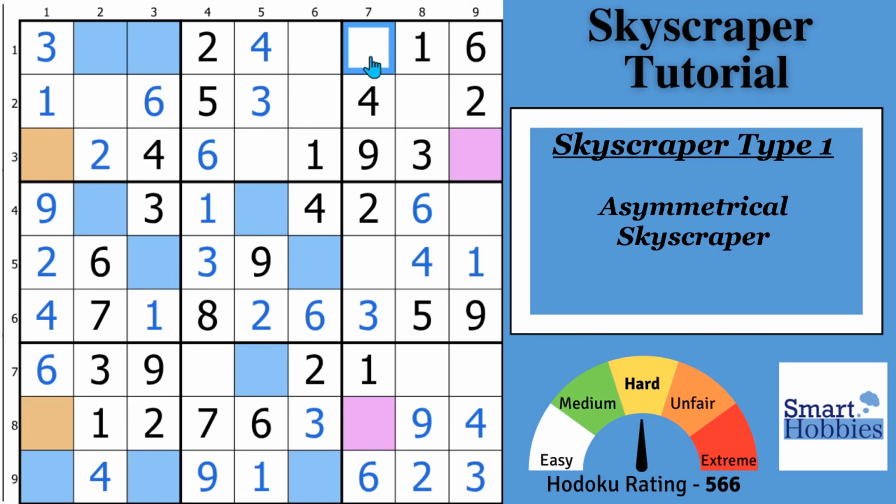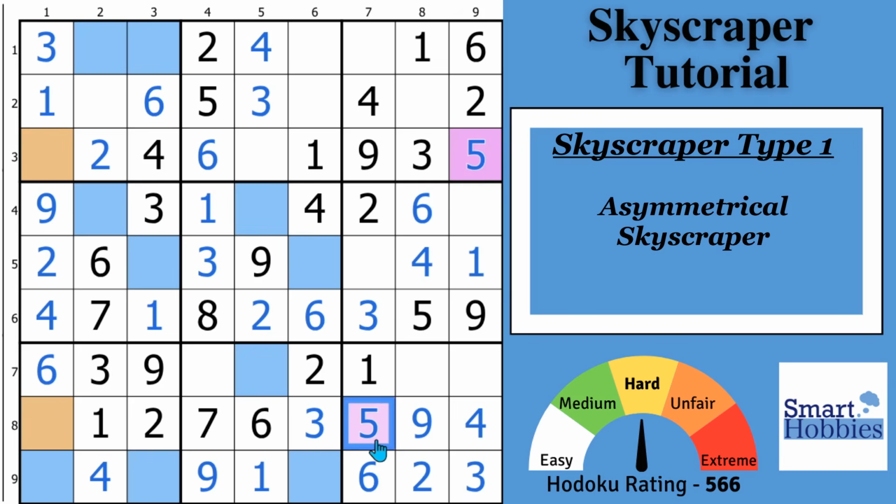So what does this do if we eliminate the 5 from here and here? Well, you'll notice there's only one place for a 5 now in block 3. So that has to be your 5. And there's only one place for 5 here in block 9. So this has to be your 5 as well. And what you might see is that actually both of the pink cells are 5s.